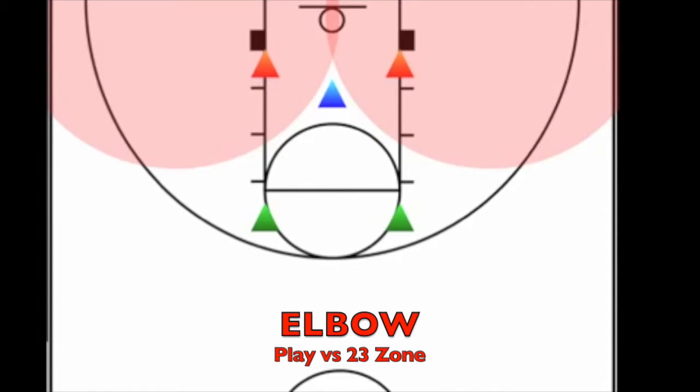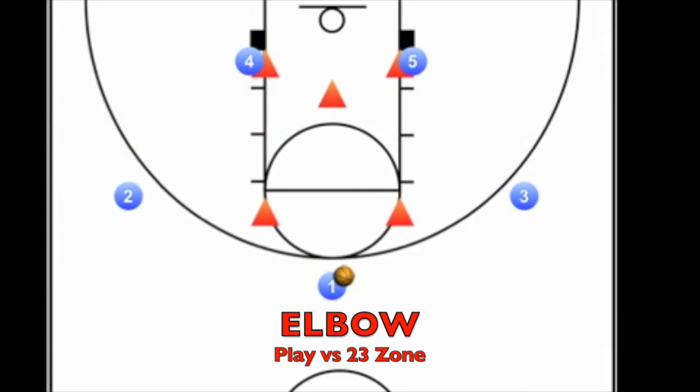This play is designed to take advantage of these coverage areas, as players are often taught not to leave their primary zone coverages. We set up for this play with our 4 and 5 players on the blocks, 2 and 3 guards out on the wings, and your 1 at the top.